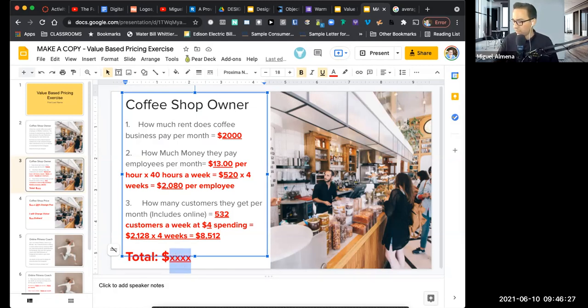So we take those numbers and we add them up. $8,512 of coffee sold per month by the coffee shop owner. They pay the employee $2,080 per month, and the rent is $2,000. Okay, ladies and gentlemen, Victor needs to at least clear $12,592 a month just to make this thing work. Okay, coffee shops make serious bucks.